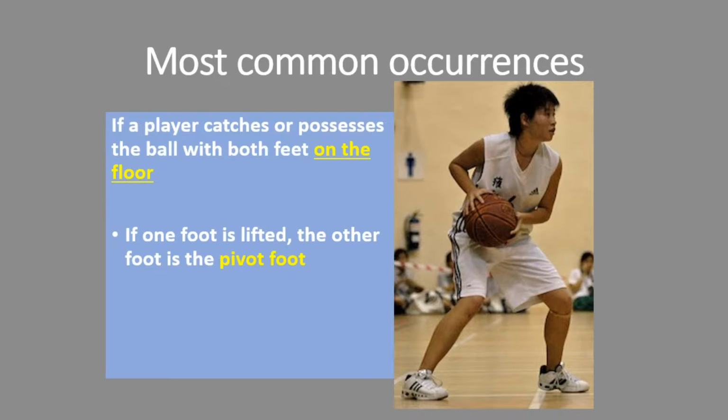Now, the first common occurrence, and the easiest one to identify when we've established a pivot foot: if a player catches or possesses the ball with both feet on the floor, the foot that is lifted is not the pivot foot. The foot that is still on the floor is the pivot foot. This is one of the easiest ways to determine when we have a pivot foot established. So just keep it simple. Both feet are on the floor, no pivot foot. The first foot lifted, the one left on the floor, is the pivot foot.